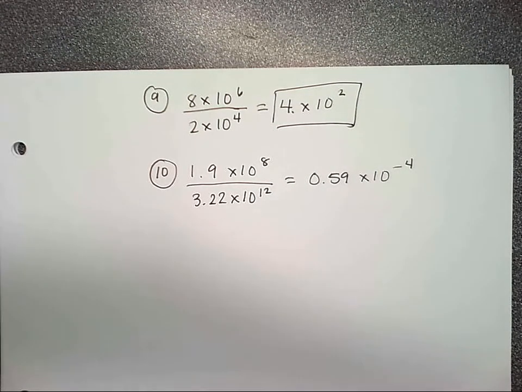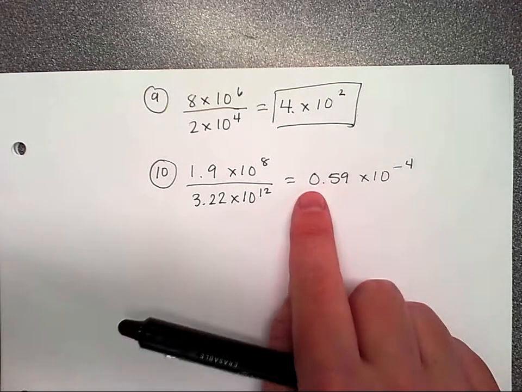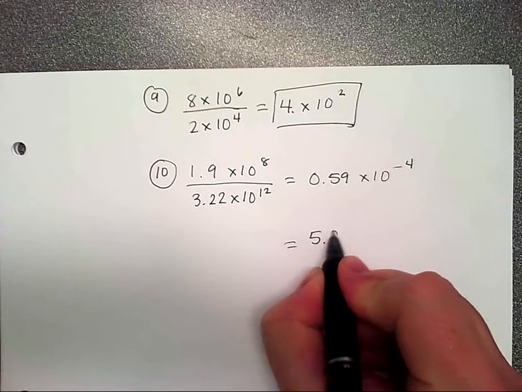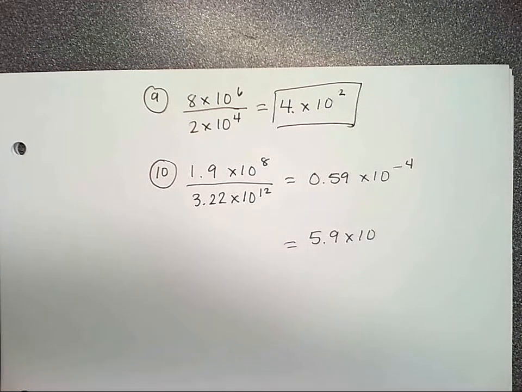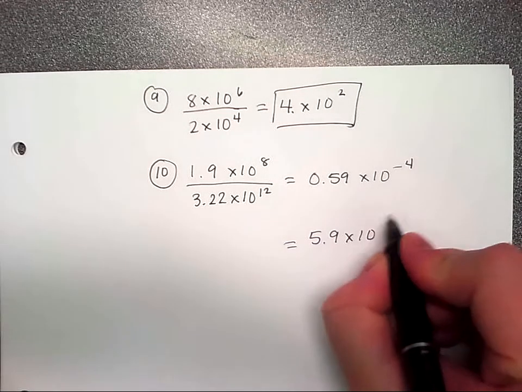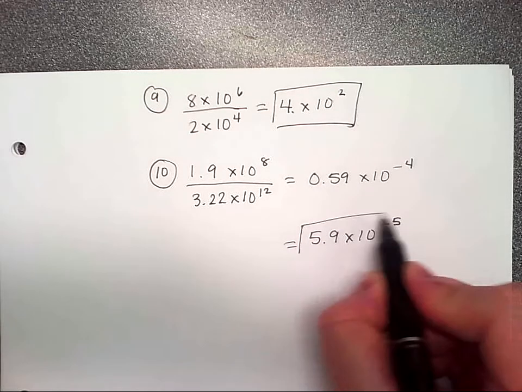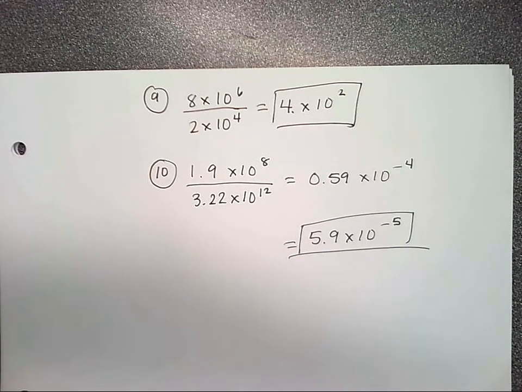Okay, am I finished? Yes, no. Isaiah, why no? Good, the number to the left of the decimal is not between 1 and 9. So I have 5.9 times 10 to the what power? Negative 5. You guys agree? Good.